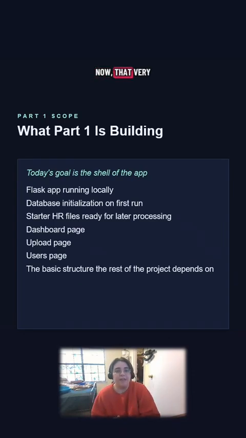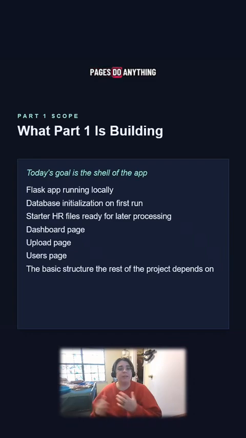Now, that very top of the pipeline is what I like to call the shell. By the end of this episode, you will have a Flask app running locally on your machine, a database that sets itself up the first time you launch the app, two sample HR files sitting in the project ready for later, and 3 pages in the browser. Dashboard, upload page, and a users page.